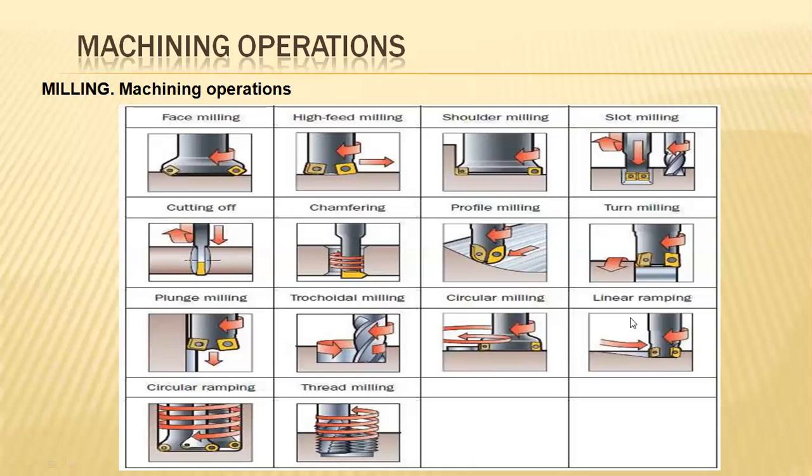linear ramping. So ramping, in the sense we are all aware, is applying a pressure minimally to some extent. Linear ramping, circular ramping, and thread milling. These are the different classifications of the milling operations that are being performed in CNC, in a completely automatic strategy or else the semi-automatic strategy of milling operations.